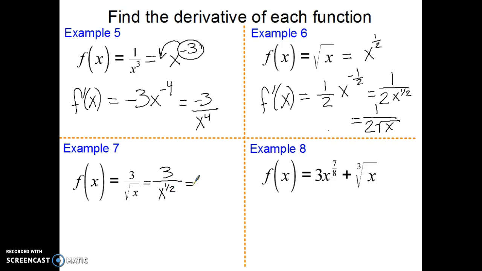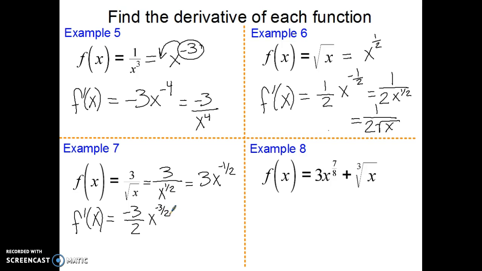And then we can again rewrite that as 3 times x to the negative 1/2. We're just bringing that term with an exponent in the denominator up to the numerator and making the exponent negative. So applying our power rule, we're going to bring the negative 1/2 out front. Negative 1/2 times 3 is going to give us negative 3/2. And then x, well, negative 1/2 minus 1, or we have to lower our exponent by 1, is going to now give us x to the negative 3/2.